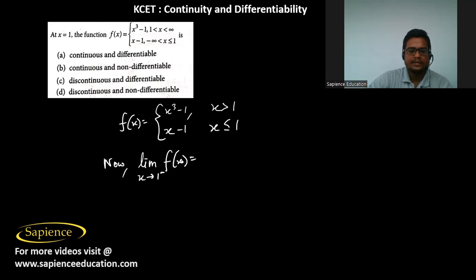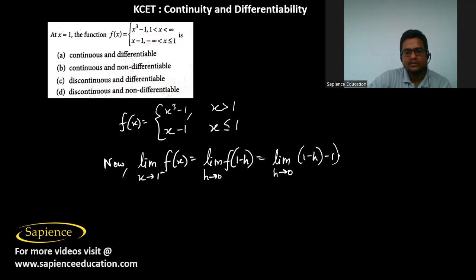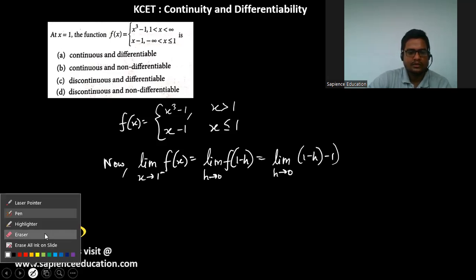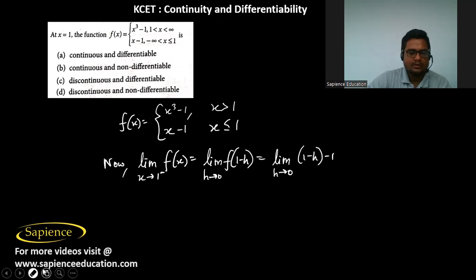So 1 minus, that will be limit h tends to 0 of f of 1 minus h, slightly less than 1. So this will be limit h tends to 0 of 1 minus h minus 1. If we put h equal to 0, then that will be 0. And this is the left hand limit, and then the right hand limit.